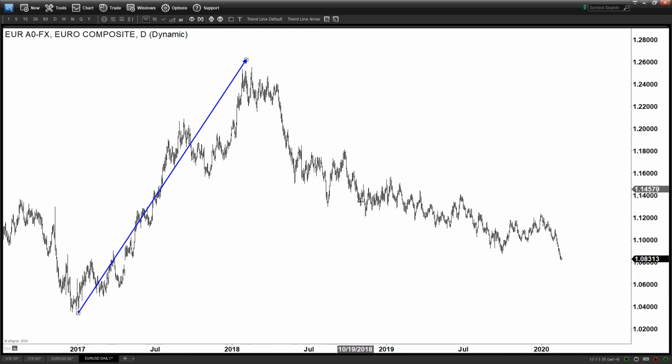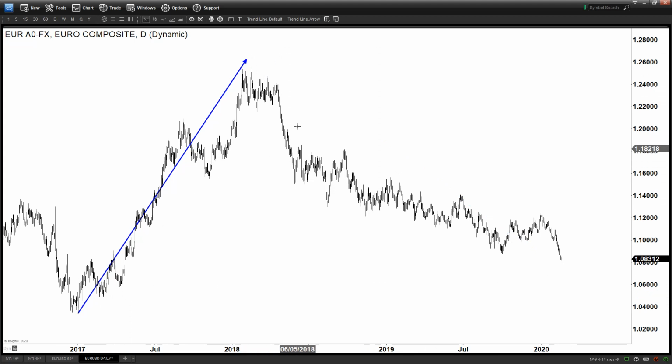This one, you can see, it's not really an impulse. You can see how choppy it is. Look at this, how choppy it is. It's not really the definition of an impulse, and it looks very choppy, and I would say you can even call it corrective because of how choppy and overlapping it is. So impulsive can be labeled as corrective, and it took twice the amount of time that it took this rally here.